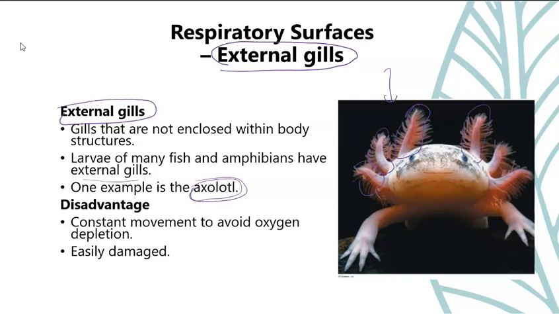For animals that depend on gills, they have to constantly move so that the gills can extract oxygen from the water. The animal has to constantly move to avoid oxygen depletion. If it just stays static like that, the oxygen in the water cannot be extracted by the gills. And they are also easily damaged, because they are not enclosed within a body structure, they are not protected. If you look at it, it looks cute with these feathery things. Actually, those are not its fur, those are its gills.